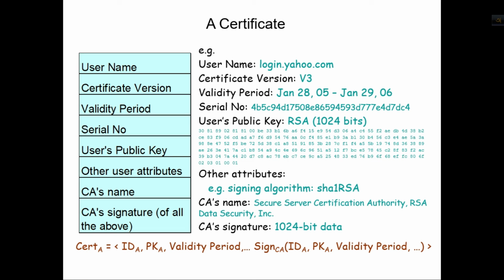In a certificate there will be a username, then certificate version, then validity period, then serial number, user public key, then other user attributes, then CA name, then CA signature. Here in the username usually the user's name will appear, and here the name is login.yahoo.com, then the certificate version is v3, the validity period, here is the date, then the serial number, here is also a number, then the user's public key, then all the other values are here. Mainly this is the visual expression of a certificate. This is how the certificate looks.